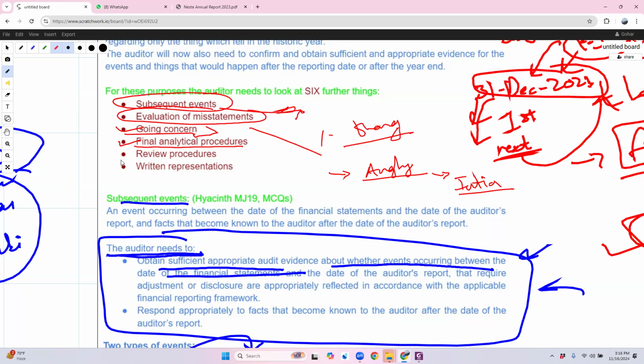The next one was the review procedures itself. We are done with this as well. Reviewing the financial statements, the auditor has to check his own work and then also check the financial statements, whether they are made correctly or not. With these review procedures, final analytical procedures are also linked and the evaluation of misstatements is also linked. So we are only remaining with the final thing, that is written representation.